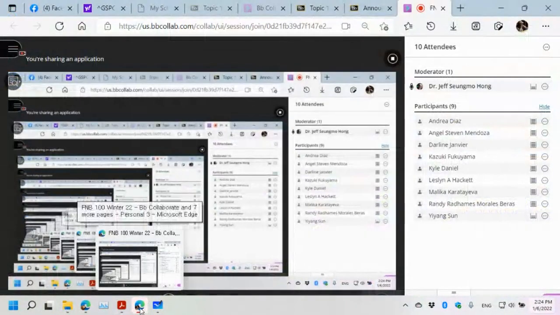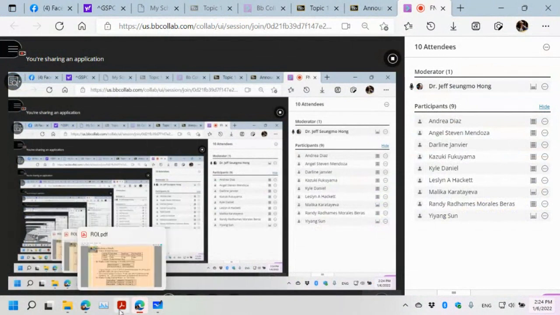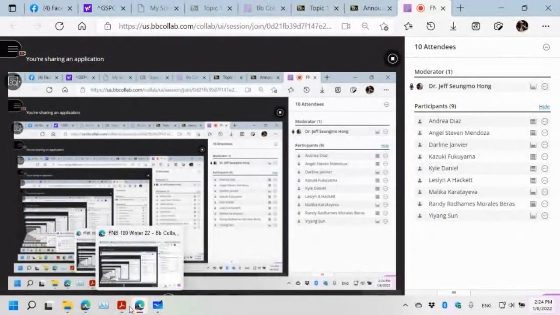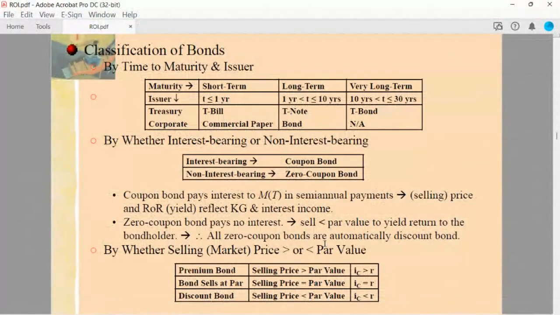One good example of a zero coupon bond is the 30-year U.S. Treasury zero coupon bond. It's commonly called a U.S. savings bond. Have you ever heard about U.S. savings bonds?